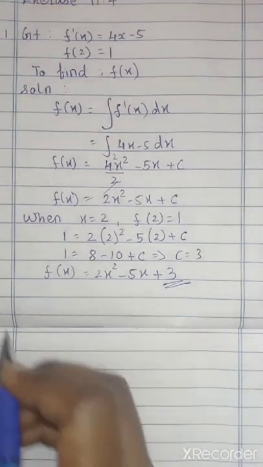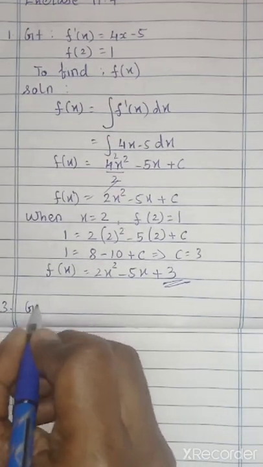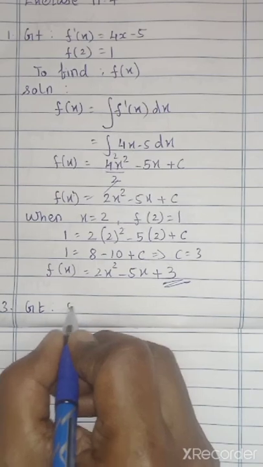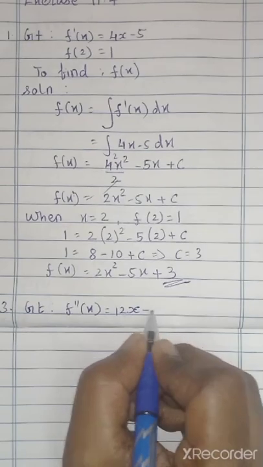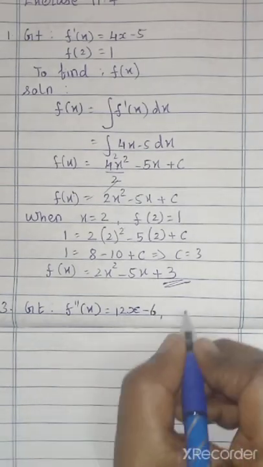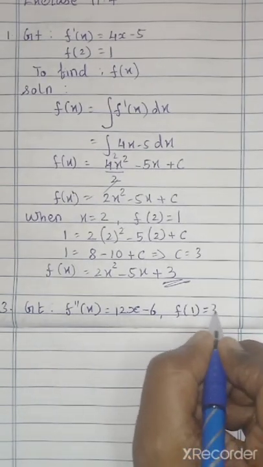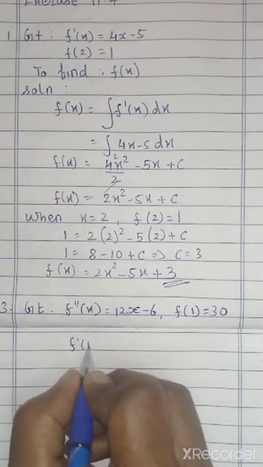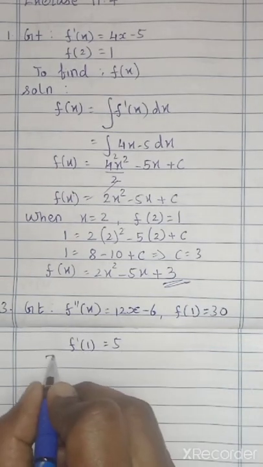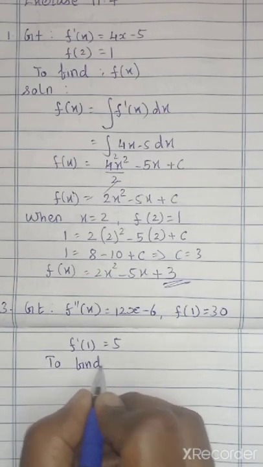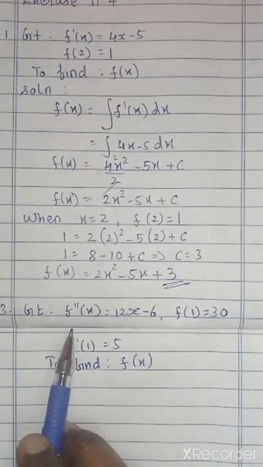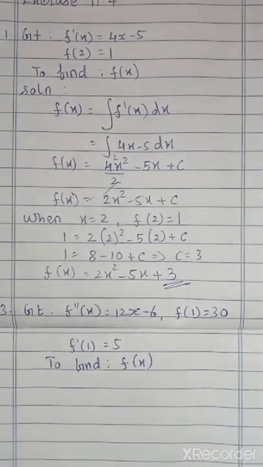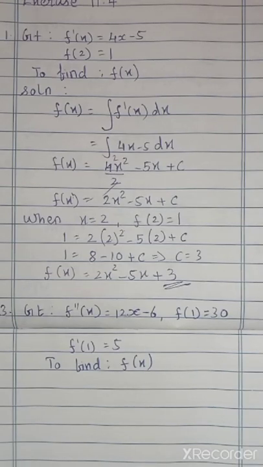Now take the third problem. It is given that f double dash of x equal to 12x minus 6. And also it is given that f of 1 equal to 30, f dash of 1 equal to 5, and we want to find f of x. Okay, so here what is meant by f double dash? F double dash means second integration.